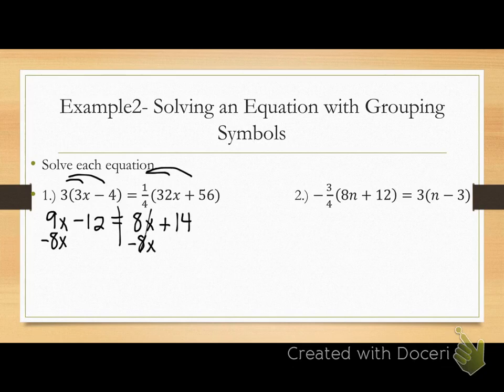9x minus 8x gives me what? 1x, or just x. I still have my minus 12 equals 14. All my variables are now on the same side of the equation. What do I need to do now? Add 12. I need to get my constant terms to the other side of the equation away from my variable.